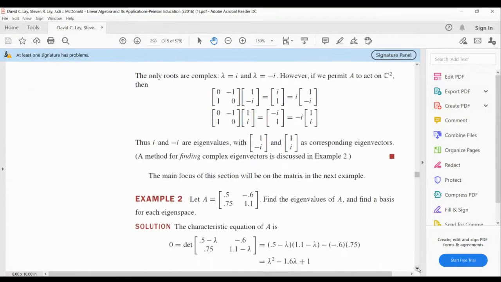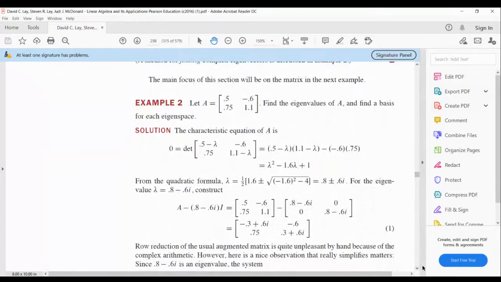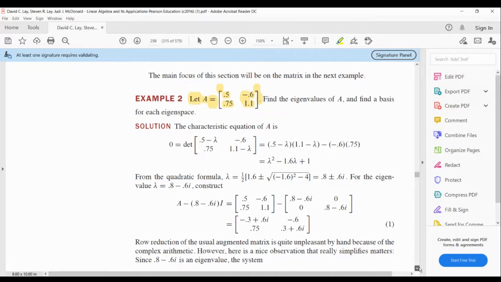Okay, so here's another problem, just like the one we did, where you have to find the eigenvalues of A. Example 2, section 5.5. There's your matrix A. Find the eigenvalues of A and a basis for each eigenspace. So they go through the same process, and they get eigenvalues of 0.8 plus or minus 0.6i. They get conjugates. Of course, eigenvalues will occur as conjugates.